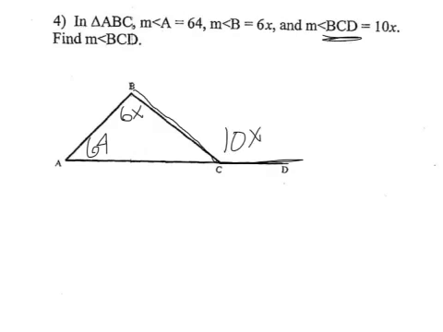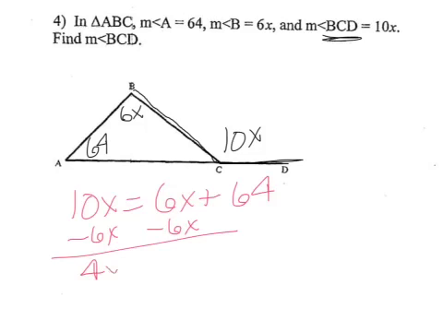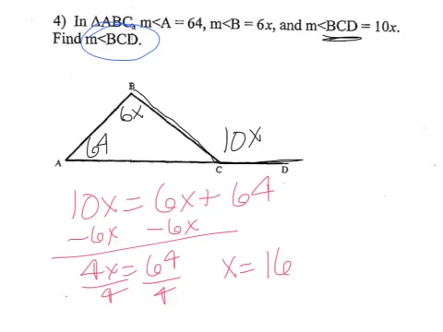If I wrote an equation based on the exterior angle equal to the sum of the remote interior angles, I would get 10x equals 6x plus 64. When I subtract 6x from both sides, I have 4x equals 64. And when I divide by 4, I get x is equal to 16. Now the question specifically says find the measure of angle BCD. So BCD would be 10x when x is equal to 16. That would be an angle measure of 160 degrees. Take a moment and please make sure that's copied down.